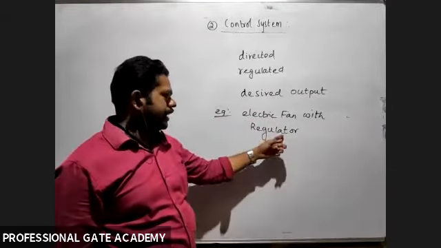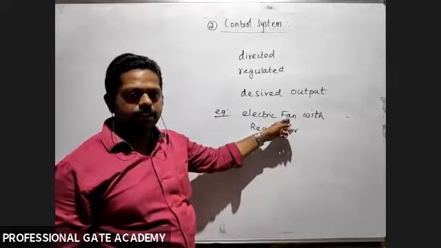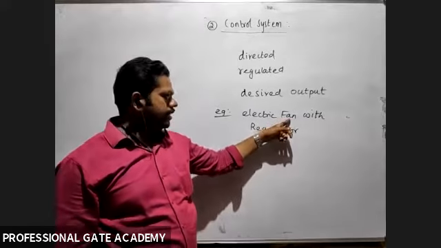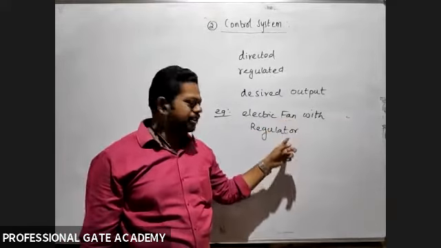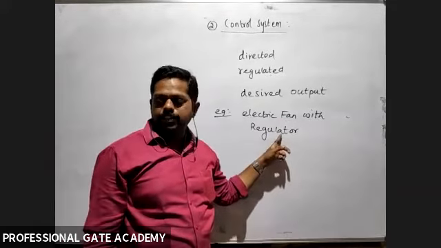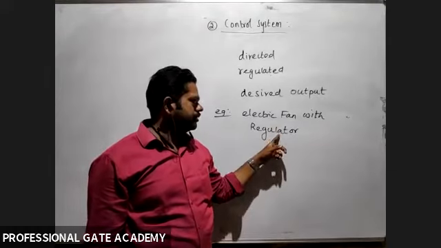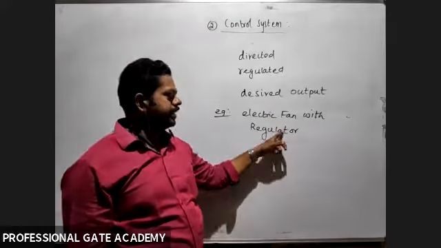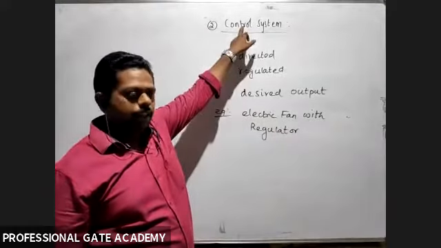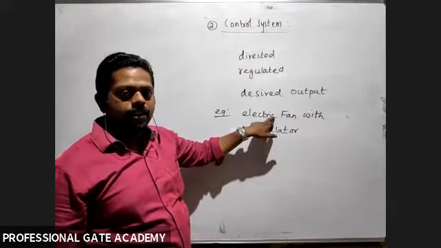Without the regulator, the electric fan alone is called a system that will give the proper output. But to get high speed or low speed, which one is used? Regulator is used, that is nothing but the controller. So here regulator is a controller. That's why electric fan with regulator is the example for control system. Electric fan is the example for system.